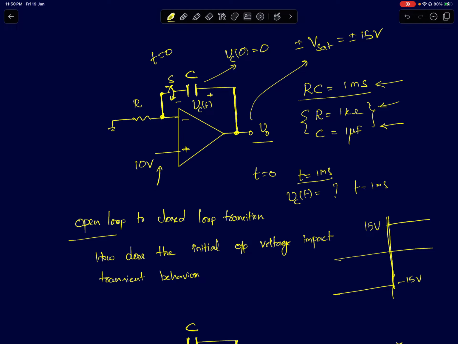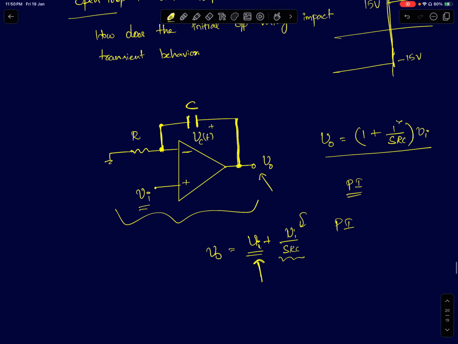So what you are supposed to find is, once we close the switch at t equal to 0, what is the voltage across the capacitor after one time constant? So that is at the end of 1 millisecond, what is the voltage across the capacitor? So we'll derive the exact expression for the voltage across the capacitor. Then you can find out, in fact, for any given time, what is the voltage across this capacitor. So we'll start analyzing the problem.